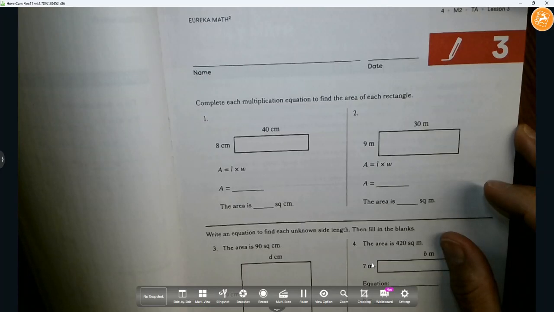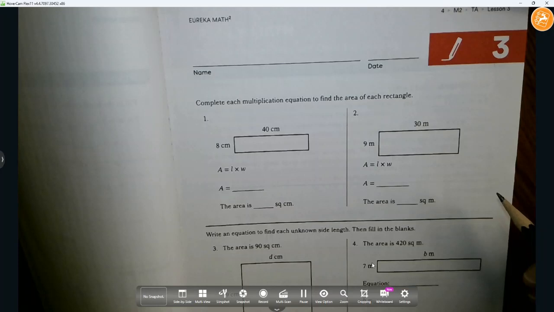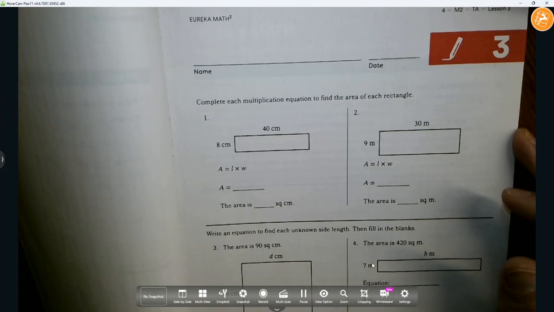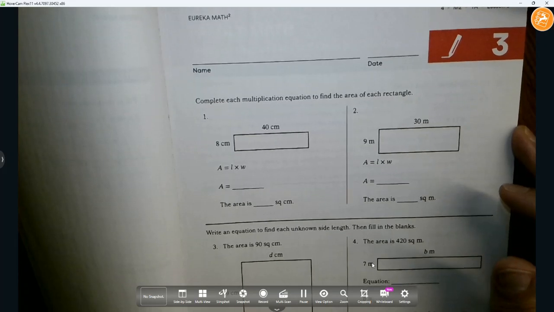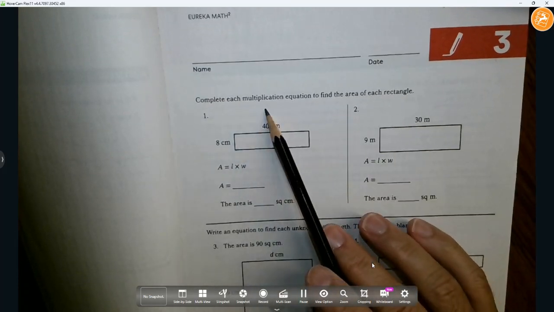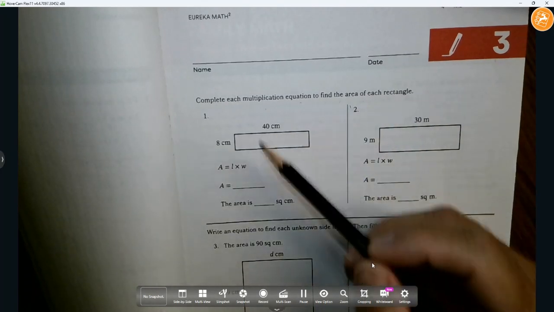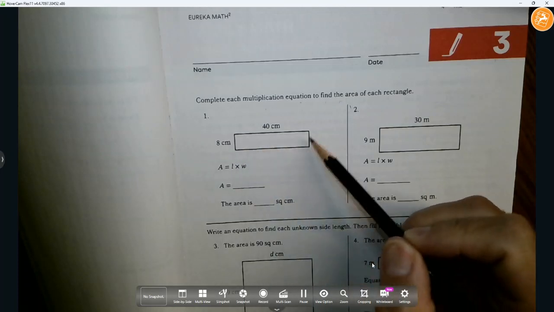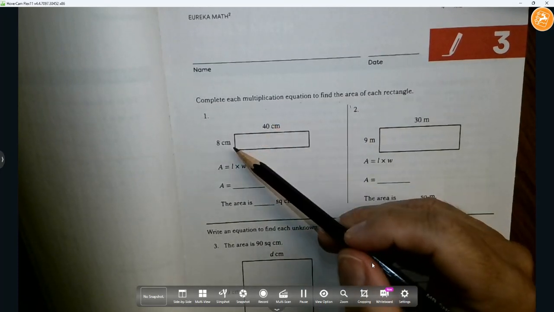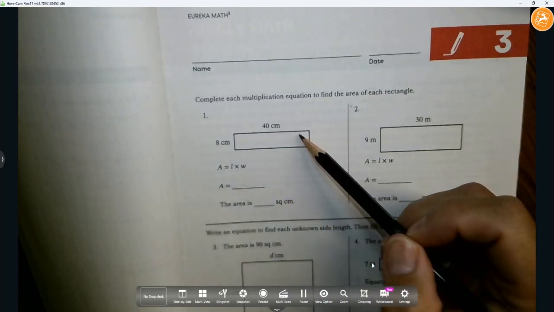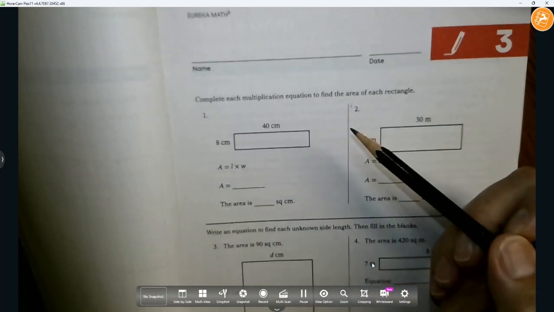All right, this is Eureka Math Squared. We're in Module 2, Lesson 3. This is page 21 in your apply book. Should probably start saying that on all of our ones, but page 21 in your apply book. Complete each multiplication equation to find the area of each rectangle. All right, rectangles. We want to know how much space is inside these black lines. We have our width of 8. That's how far back it goes, and our length from side to side, how long it is.